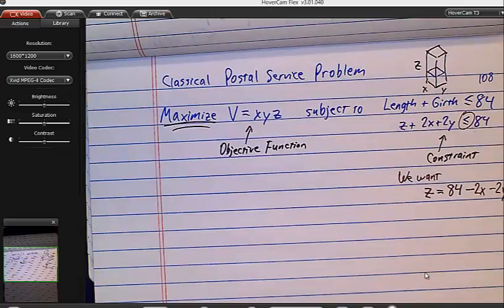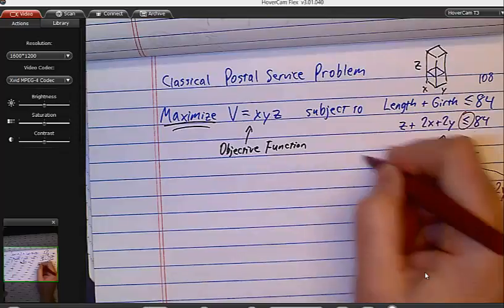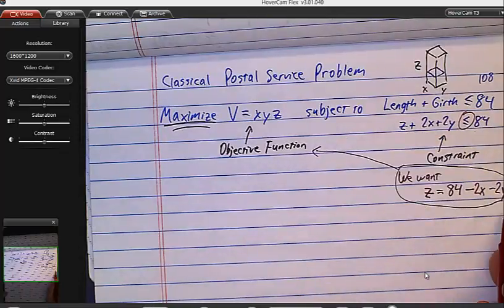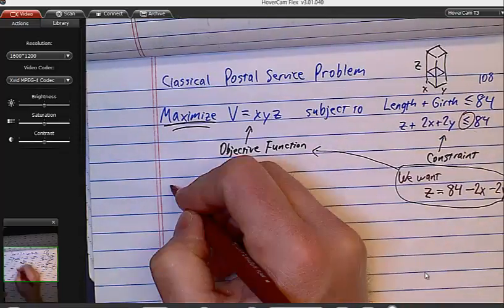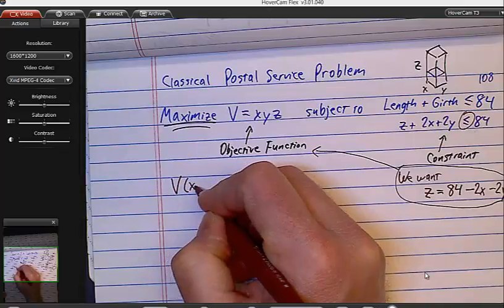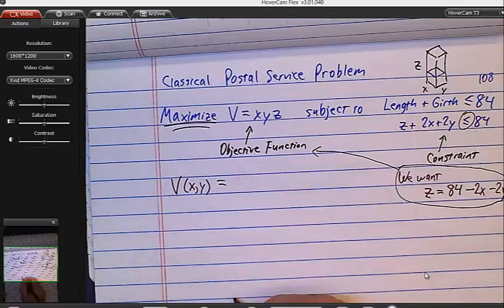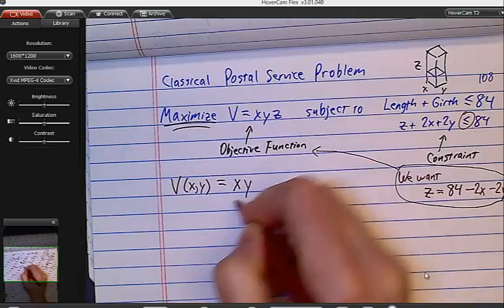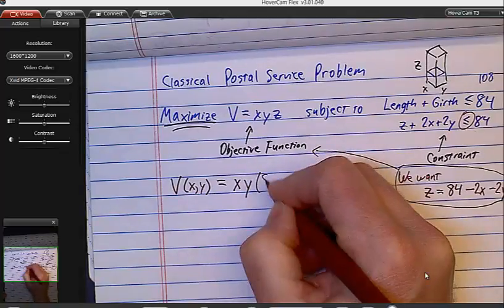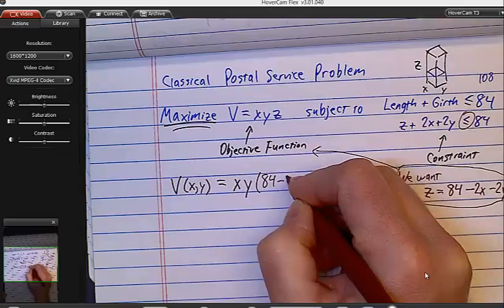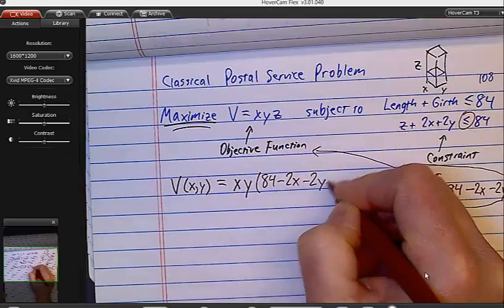And what I'll do now is I will substitute that into the objective function, right? So I'll take this and substitute it into the objective function. And so since z equals that, I can now write v as a function of x and y, right? I eliminate z this way. It's going to equal x times y times 84 minus 2x minus 2y.